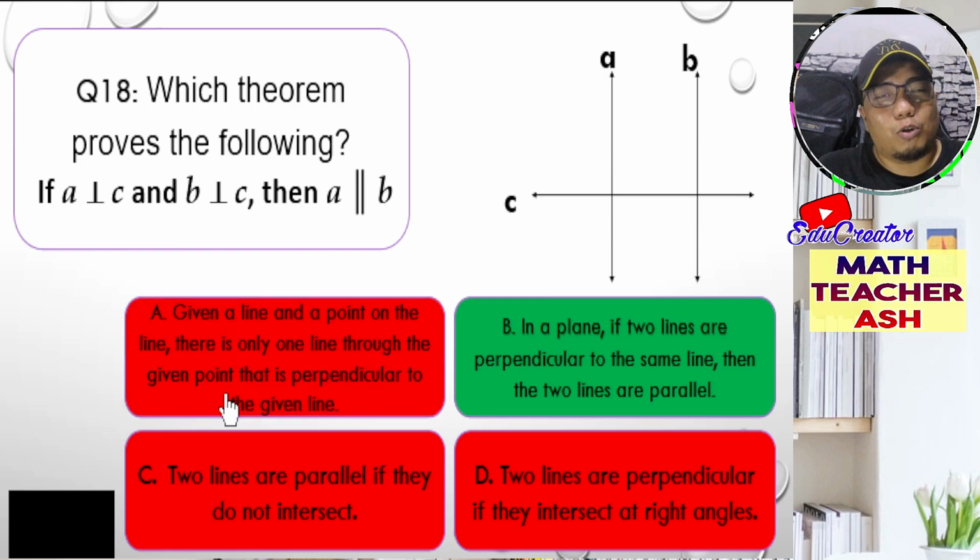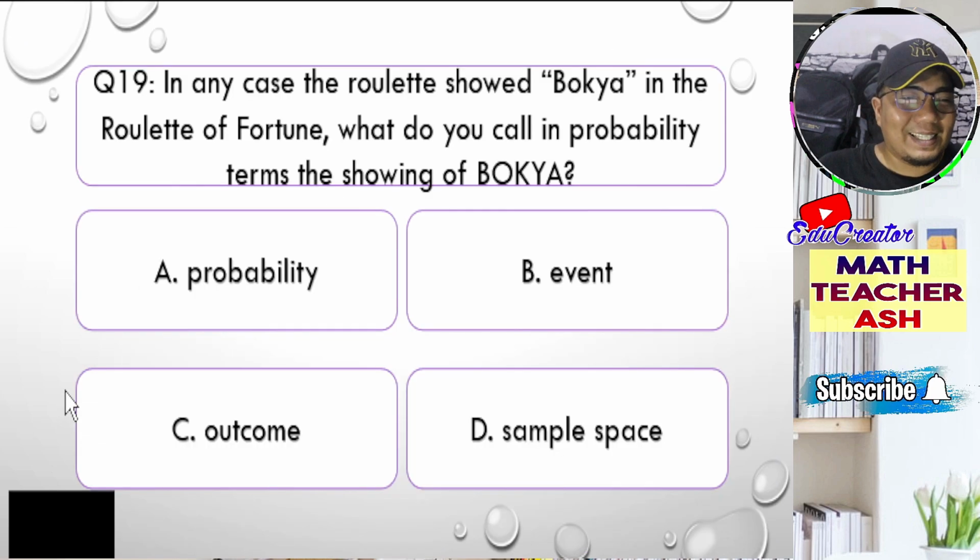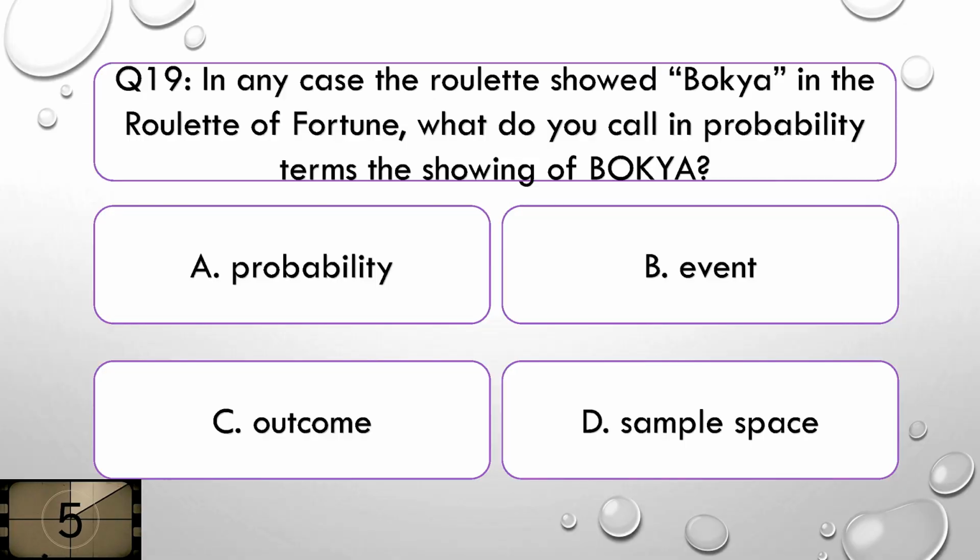Now, let us go to question number 19. Okay, in any case, the roulette showed bokya in the roulette of fortune. What do you call in probability terms the showing of bokya? So what do you call that result? Is it A, probability, B, event, C, outcome, or D, sample space? I will give you 5 seconds to think about your answer.